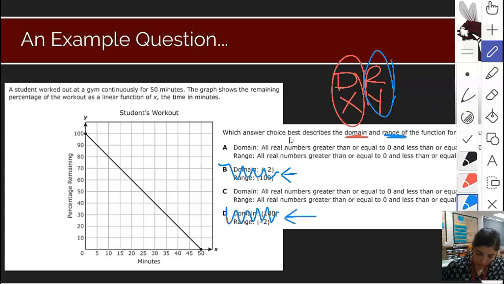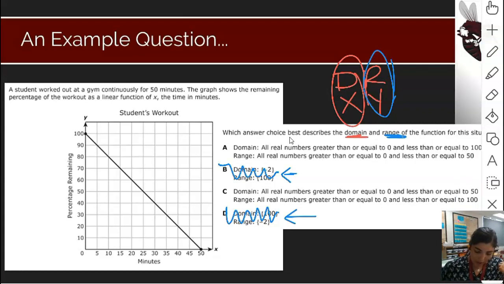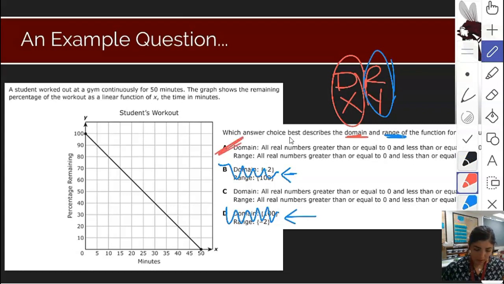So let's read our answer choices, shall we? Letter A says, the domain is all real numbers, down here, okay. Our domain is all real numbers greater than or equal to 0, check, and less than or equal to 100. Well, if this is 50, that means 100 would be here-ish on my graph. Did I go all the way to 100? Doesn't seem right. Let's read the range and make sure. The range says all real numbers greater than or equal to 0. Yeah, we're greater than 0. And less than or equal to 50. Does my graph stop here for my range? No, they have gotten them mixed up. Okay, so we're going to eliminate answer choice A because we don't think that's right.